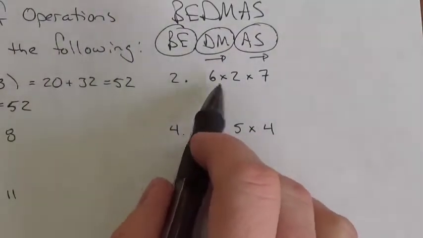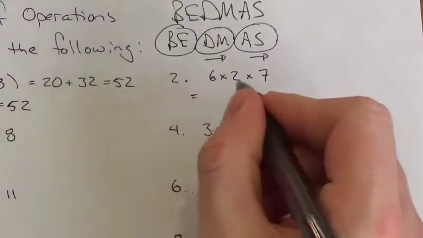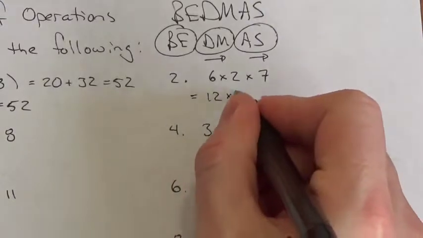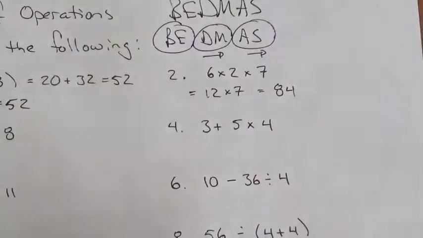Over here, 6 times 2 times 7. This is just a list of multiplication, so we simply do it in order from left to right. So 6 times 2 is 12, times 7. 12 times 7 is 84.